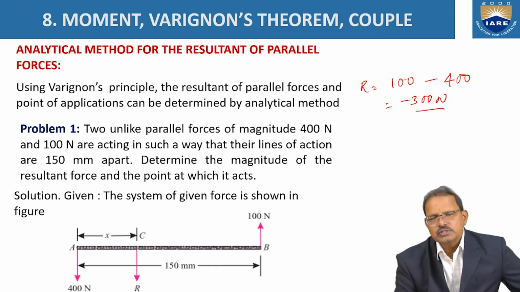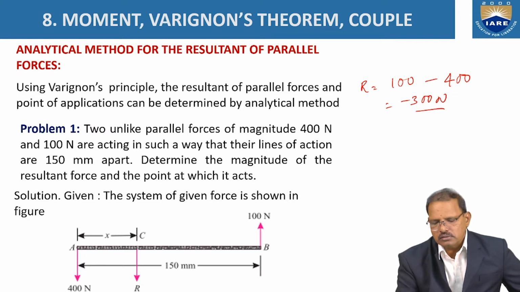The resultant force is equal to the algebraic sum of the components of forces acting along the y direction, because all forces are in only one direction, the vertical direction. Algebraic sum means here 100 is acting in the upward direction, positive, and 400 is acting in the downward direction, negative. Hence, the resultant is equal to 100 minus 400, equal to minus 300 newtons, is treated as the resultant of these two parallel forces now.